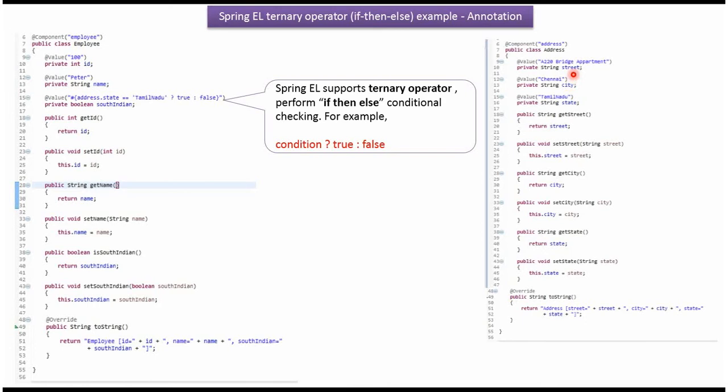It has three properties: street, city and state. Street value will be injected as A220 Bridge Apartment. City value will be injected as Chennai. State value will be injected as Tamil Nadu.